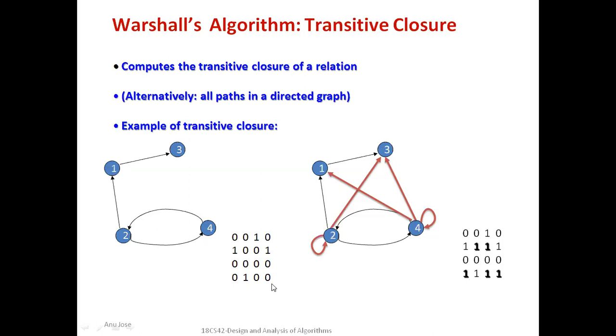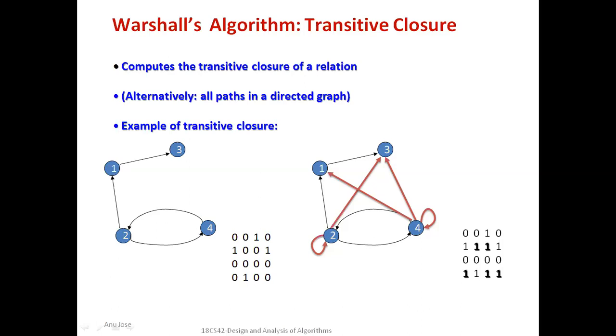Similarly, 4 to 2 is a direct connection. It was already 1 in the adjacency matrix. Similarly, 4 to 3, there is a path existing, so you can keep that as 1. And 4 to 4, there is a path existing, that is 4 to 2, 2 to 4. So that will also be updated to 1. So this is the final transitive closure value.